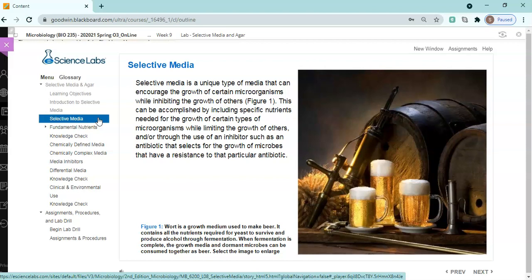Remember that mannitol salt agar is selective for Staphylococcus, and it grows the gram positives. And anytime the organism produces an acid on the plate, it turns the plate yellow in color. So acidic conditions turn mannitol salt agar yellow, and anything that's basic stays its normal reddish color.